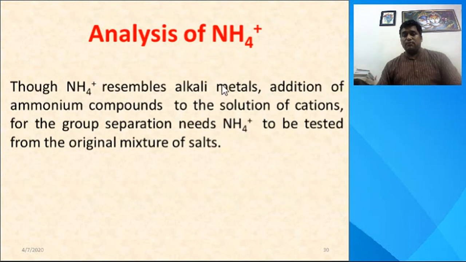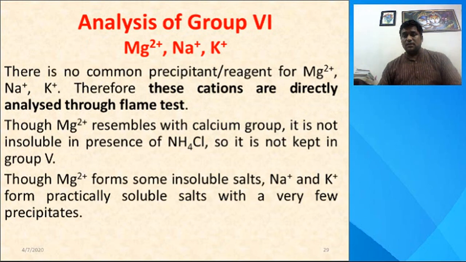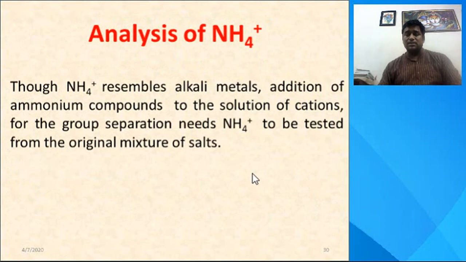About ammonium. Ammonium cannot be analyzed in group 6 with other alkali metals and magnesium, because this is analyzed separately directly from the mixture, simply because if you recall, for separation or classification of cations into different groups, we have added ammonium hydroxide and ammonium chloride on our own. Since we have added ammonium ion into the mixture, it will be meaningless to go for a test of ammonium from the original solution at group 6. That is why it is directly tested from the original mixture of salts.